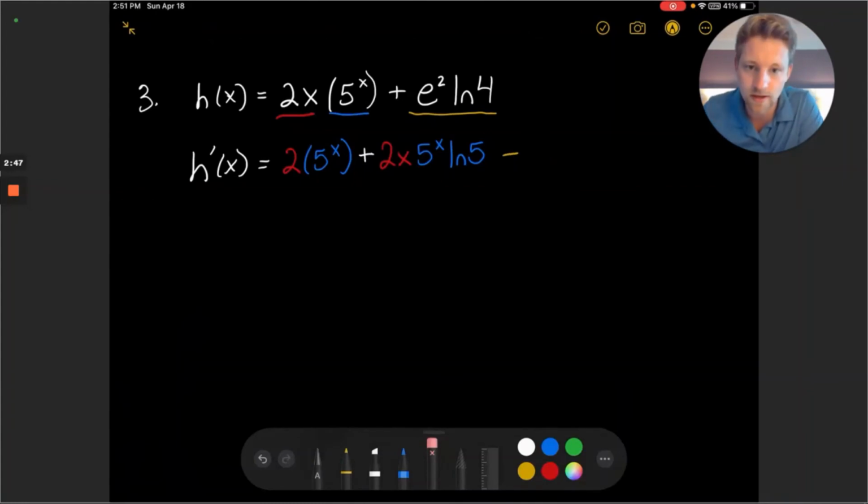So we can get rid of that and just leave that first representation here of h prime of x. So don't be fooled by these types of constants, e to a number or ln of a number. Just remember that those are just constants. There's no variables here, so their derivative is always going to be 0.